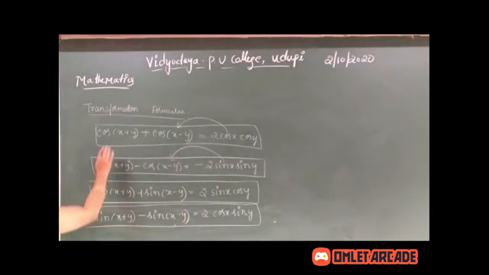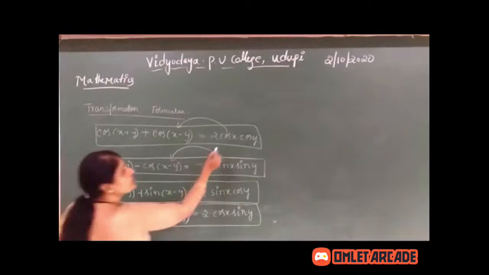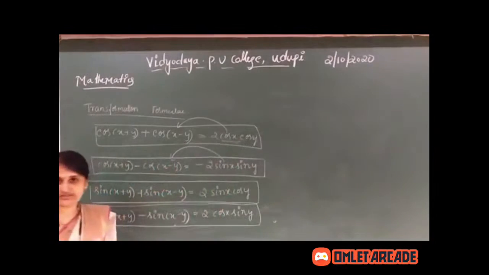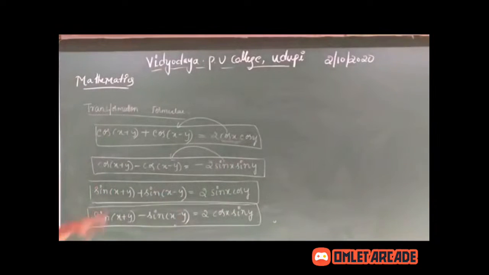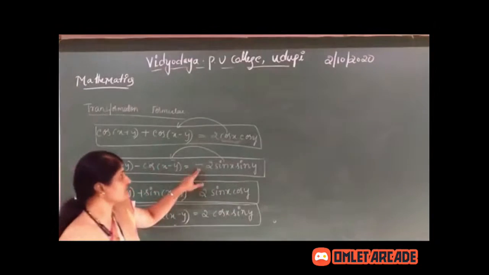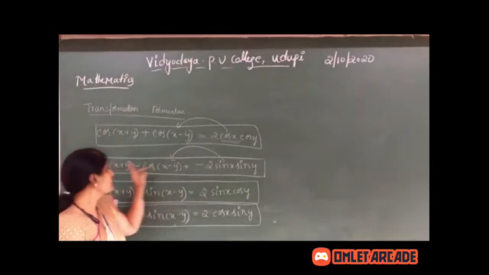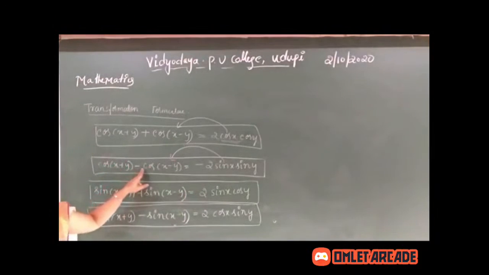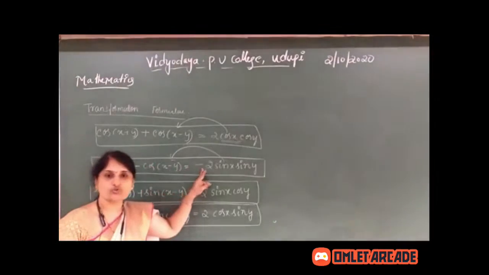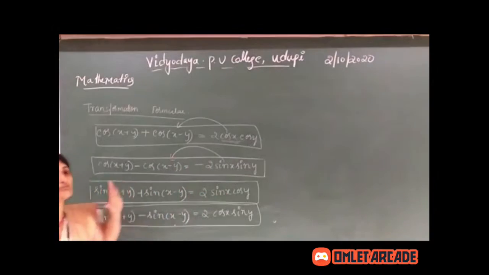So remember this: when we add cos of x plus y and cos of x minus y, we get both in terms of cos, 2 cos x cos y. Similarly when we subtract, it is negative. If you compare these four, only this one is negative. So cos of x plus y minus cos of x minus y is minus 2 sin x sin y. You have to remember this.